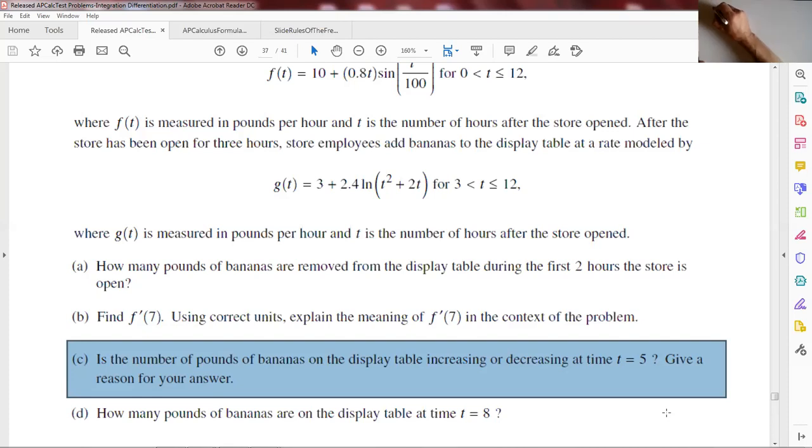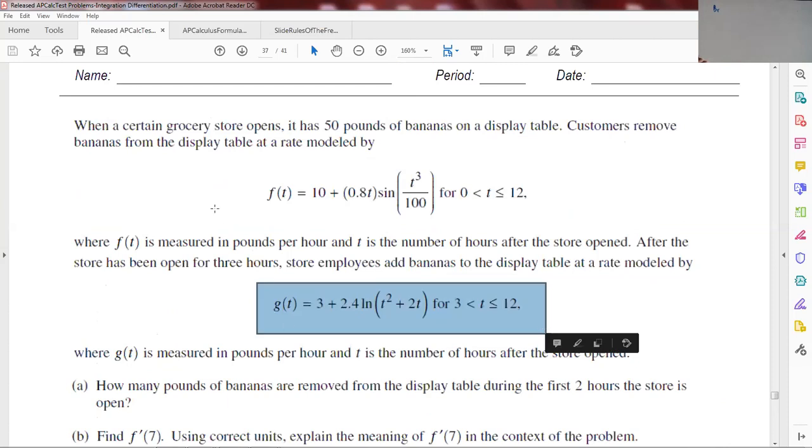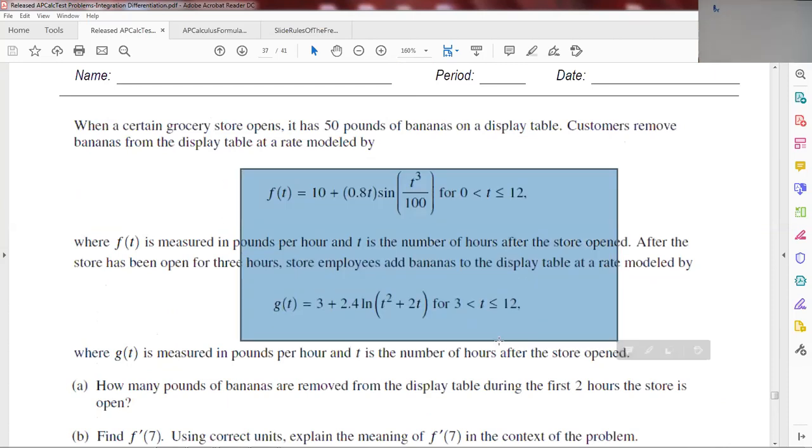So the display is increasing or decreasing. But how do you get the number of bananas on the display at t equals 5? How do you find that? So what function you use? You use F, you use G, or you use both? Fíjense bien. 5 is between these two intervals, you see? 5 is here, 5 is here, and 5 is here also. So what do you think? How do you find the number of bananas in the counter?